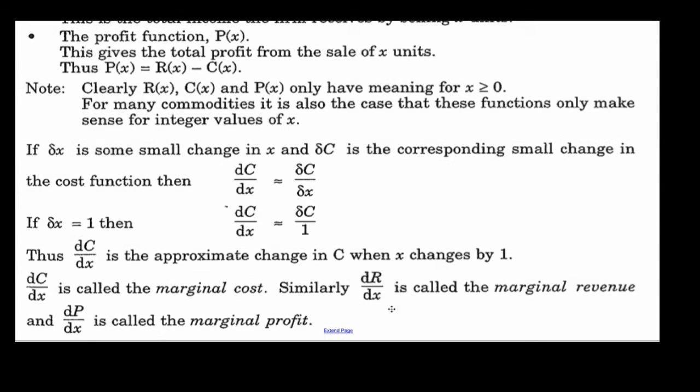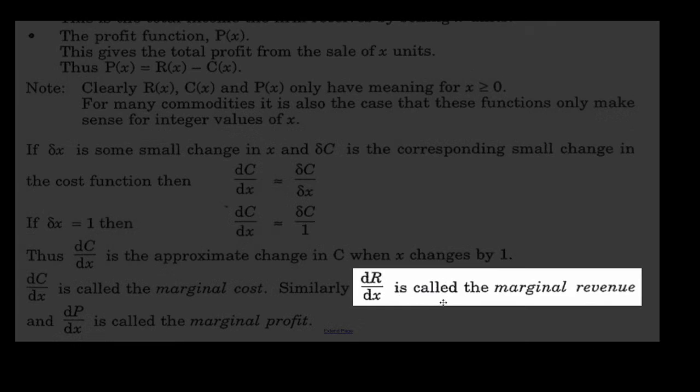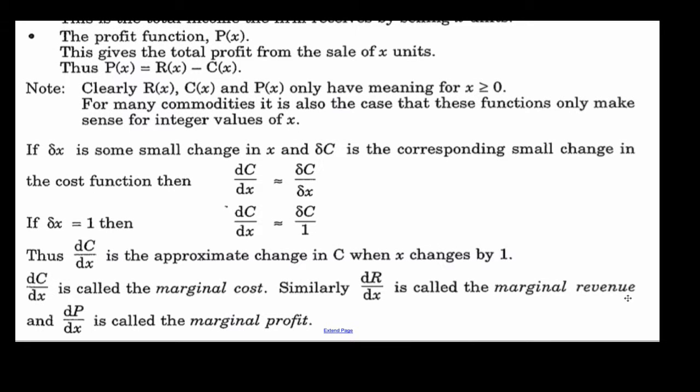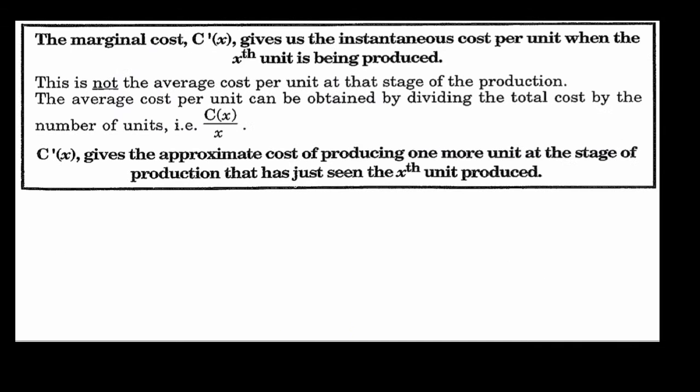Similarly, the derivative with respect to X of the revenue, where X is the number of items that you are selling in this case, is called the marginal revenue, and dP/dx is called the marginal profit.